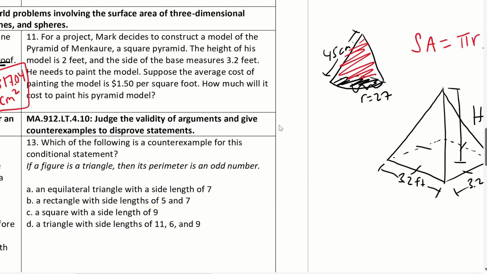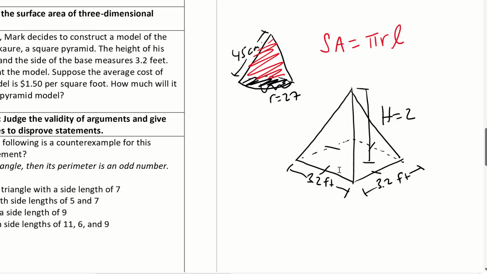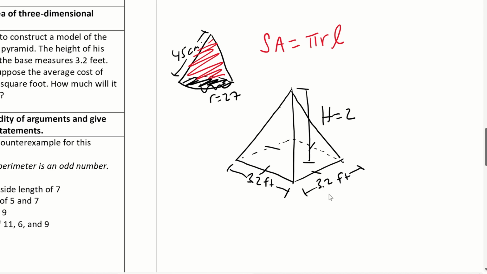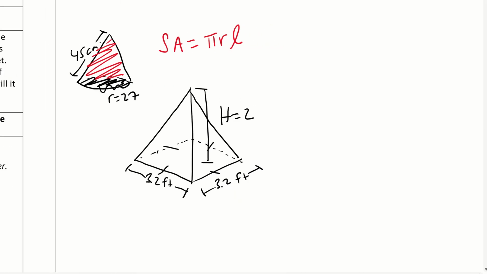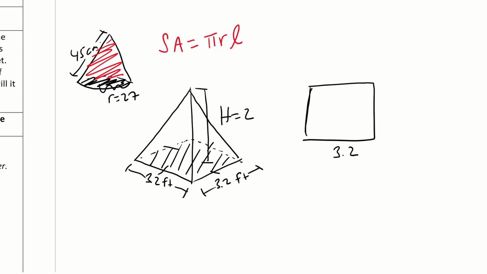Okay, so he has a model. He's going to paint all around it. Okay, so if we're assuming he's painting the entire model, that includes the base as well. So that means we'll be doing the entire top part, and then since it's a model, he'll be able to paint everything, right, including the base. So I'm going to go ahead and shade the base, and I'm going to draw the base. It's just a square, 3.2 all the way around.